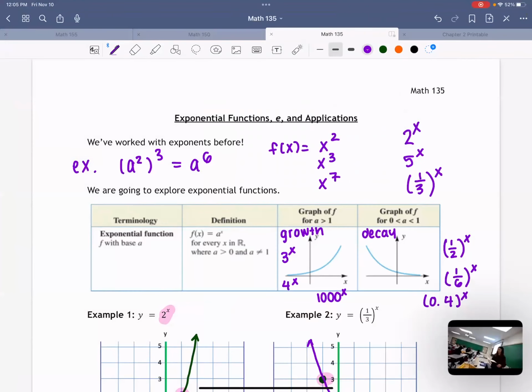We're still good. All right. Let's come back up to the front here. We started talking about exponential functions.